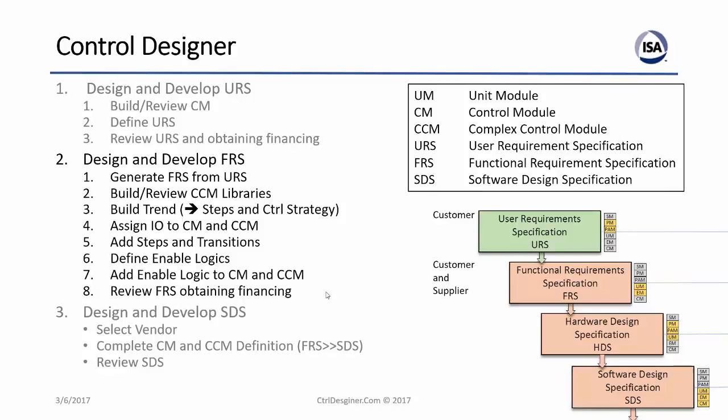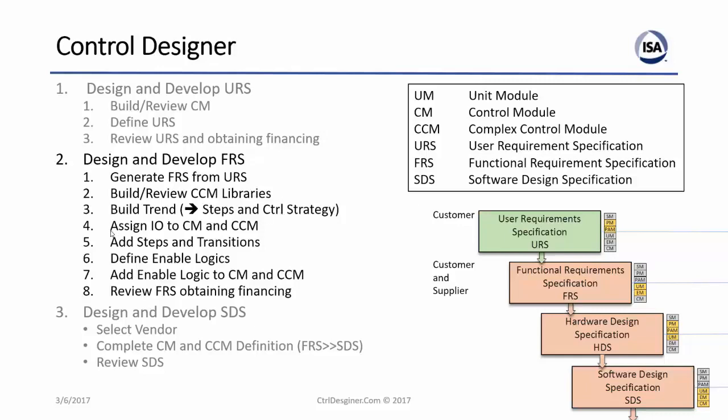Okay, let's continue with segment 3, which is basically how to go from URS to FRS, and that will conclude this webinar. To do that, we need to generate the FRS from the URS. We need to build and review the CCM library, and I will talk about that.